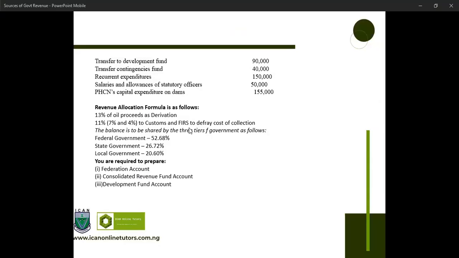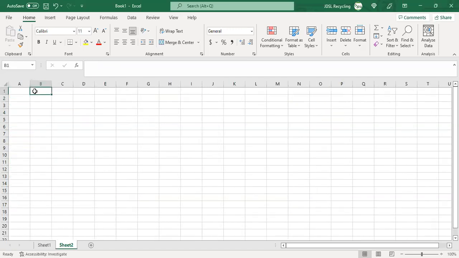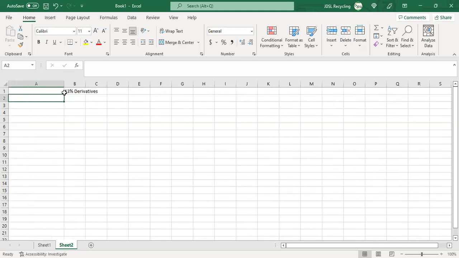No, sir. That's all. Okay, revenue allocation formula is as follows. 13% of oil proceeds as derivation, 7% cost of collection, and 4% FRS cost of collection before the sharing formula. So let's go and do calculations before we close the accounts. Let's have this page as workings. We have 13% derivation. We said these are oil sources expenditure.